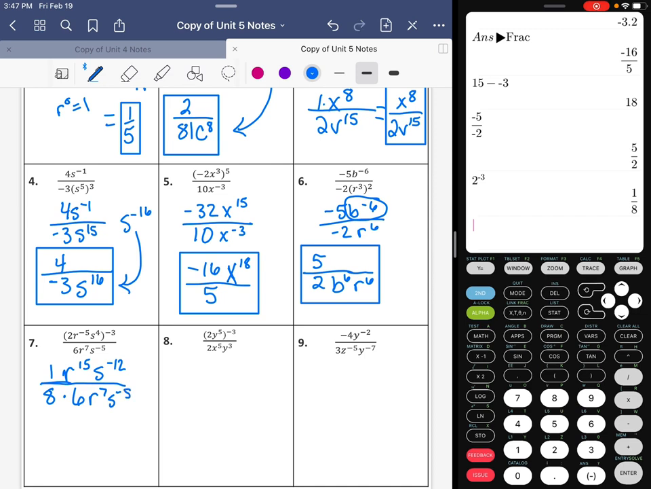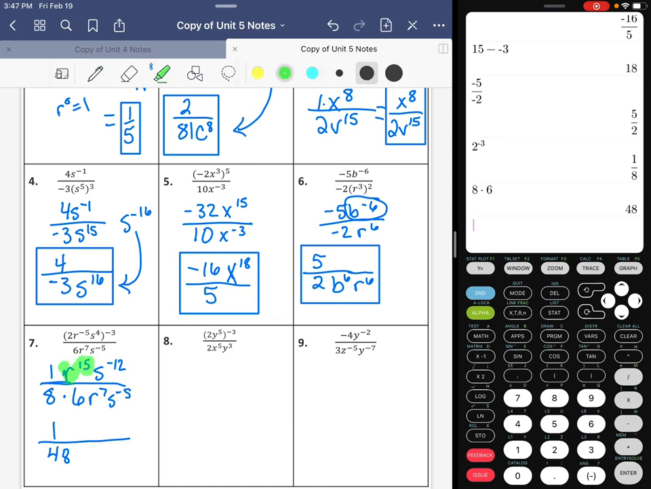Okay, so I'm going to do a lot of things at once. I'm going to leave my 1. I'm going to do 8 times 6. Those are coefficients, I can just multiply them together. So 8 times 6 is 48. You can use your calculator if you need to. Then I'm going to look at my r's. My r's right here are kind of spread out. I have r to the 15th over r to the 7th, so I'm going to do 15 minus 7.